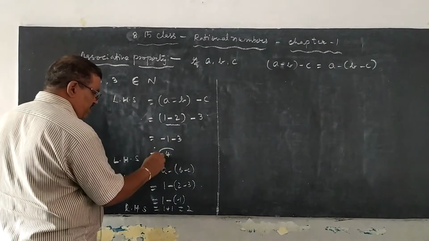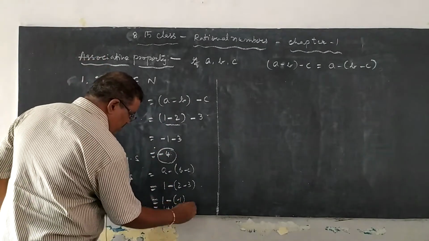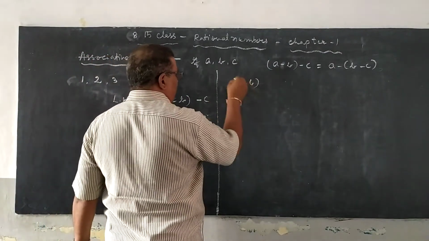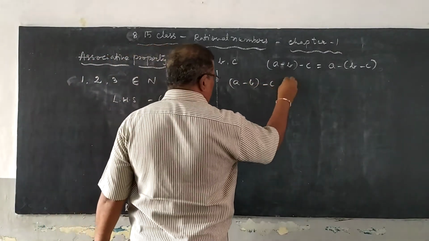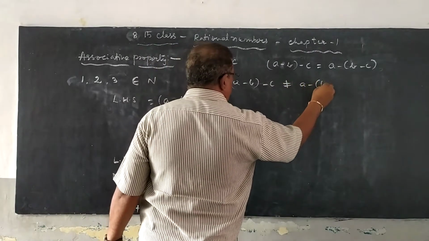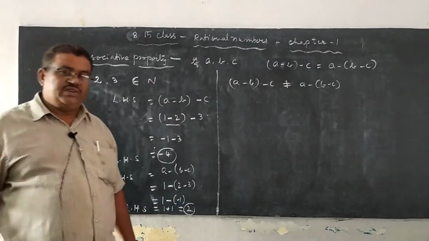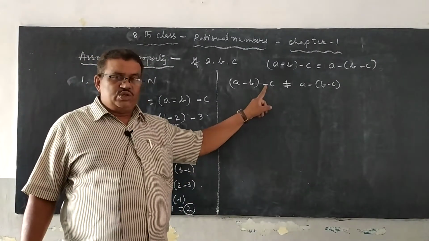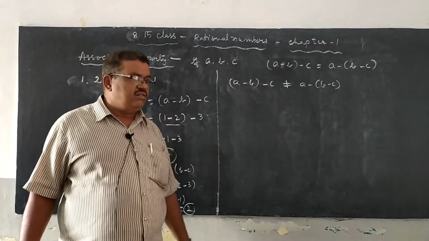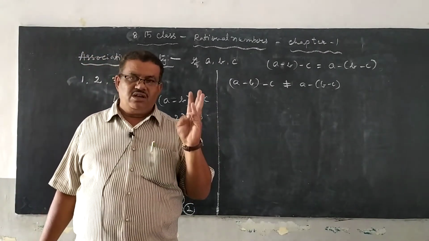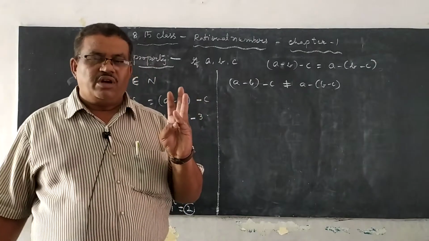Clearly LHS is minus 4, RHS is plus 2, that is A minus B, minus C is not equal to A minus, B minus C. Clearly the set of natural numbers will not satisfy the associative property under subtraction. Similarly, these are also not satisfied: whole numbers, integers and the set of rational numbers.